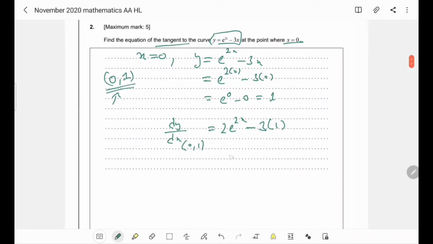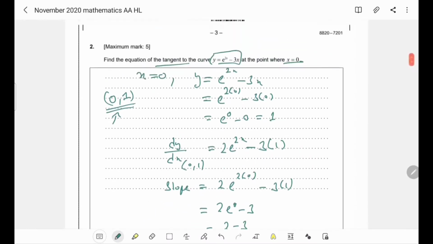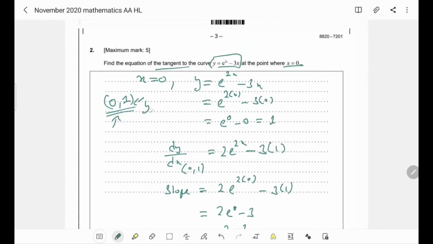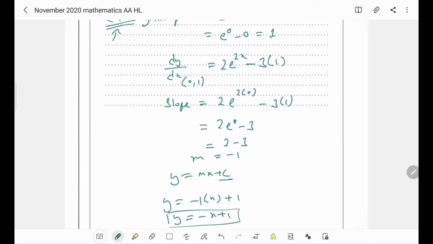Now we need to plug in the point. So the slope is 2 times e to the power 0 minus 3. Now simplified, it's 2 minus 3 equals minus 1. Now we have a slope m and we have a point. So we can simply put this in and get the answer, or we can see this is the y-intercept. So we can use the intercept form also, which is y equals mx plus c, because this is the y-intercept. So y is equal to minus 1 times x, and c is 1. So the answer is y equals minus x plus 1. So this is the answer for our second question.